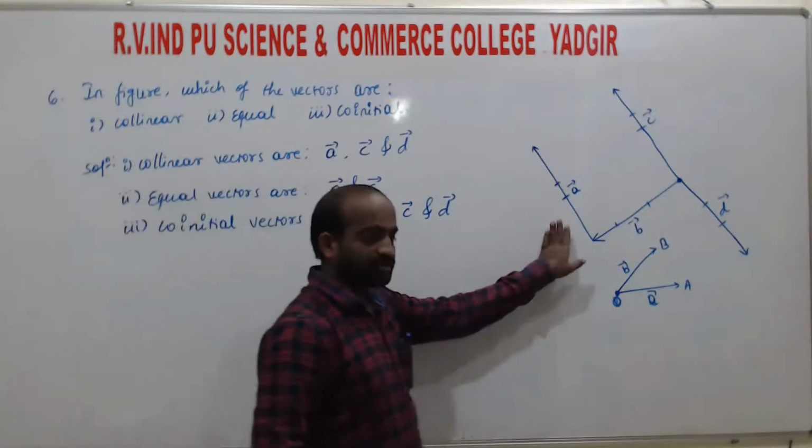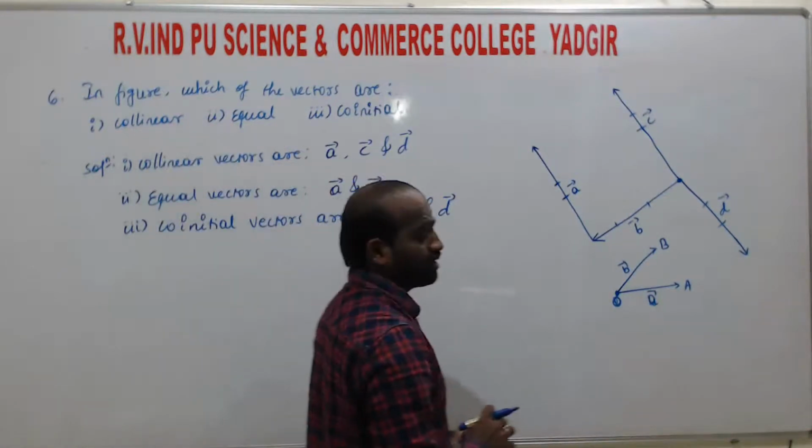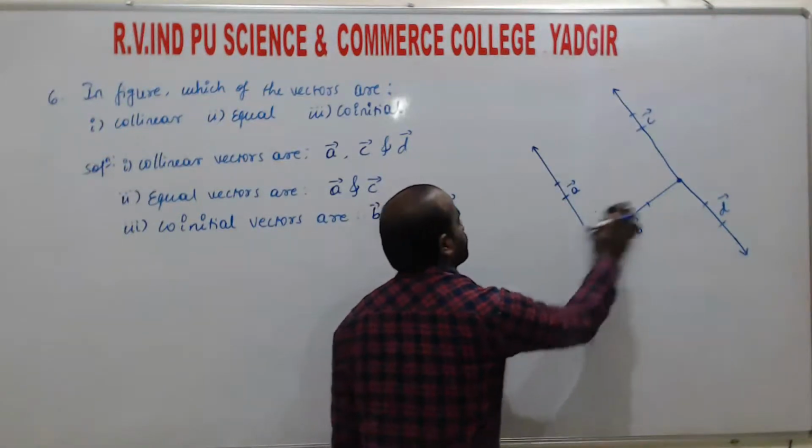This is the given diagram. You have to tell which are collinear, equal, and coinitial. Okay, this is the answer.